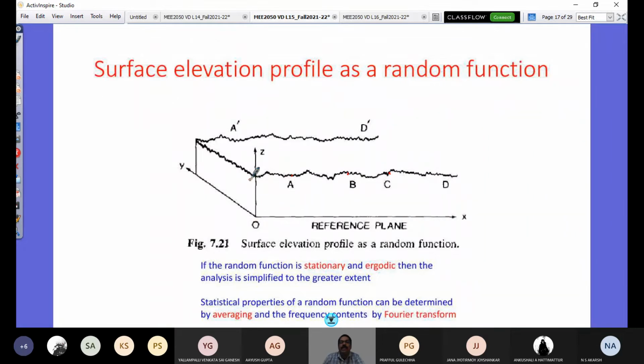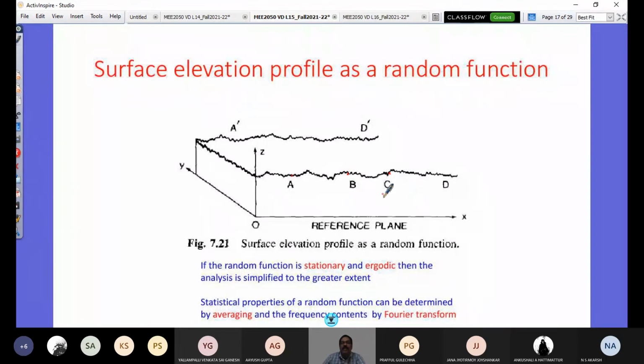Similarly, I have another section A dash, B dash, C dash and D dash. I can have n number of sections in the lateral direction of the road, and X is the longitudinal forward direction of the road. When I say road, it is our highways. If I take a small patch along the forward direction of my vehicle and slice in the lateral direction, I can look at the variation from an absolute reference plane where it's zero elevation. So this elevation is measured. That is what is called a surface elevation profile as a random function.